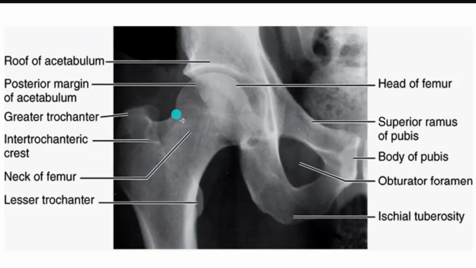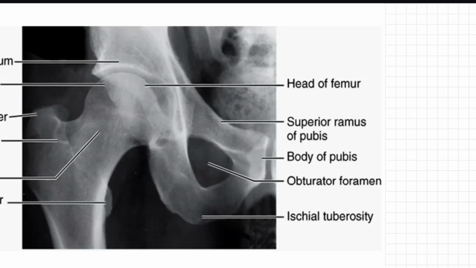And over here is everything that you need to know. Here is the femur, here is the neck of the femur, the head of the femur, and this is where the articulation with the acetabulum is happening. And there's not much else that I should cover over here.